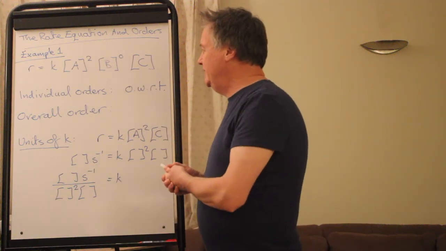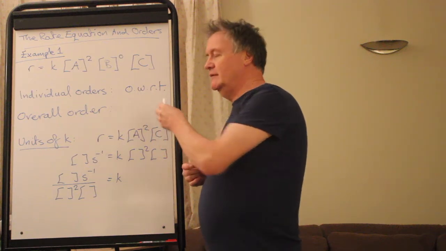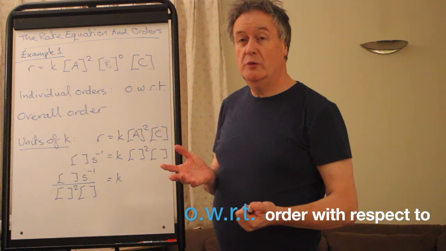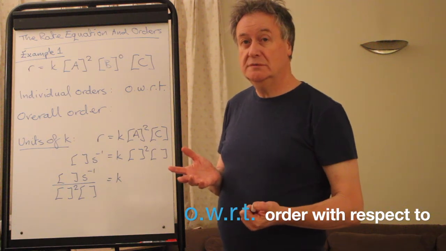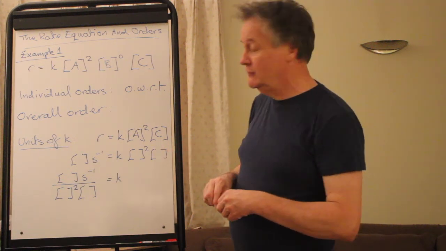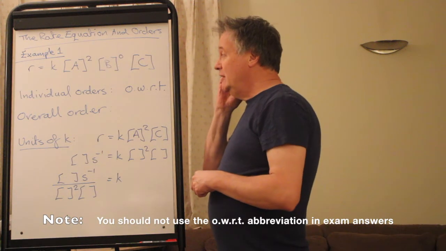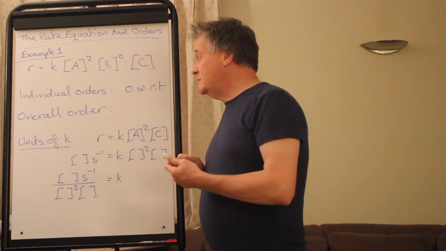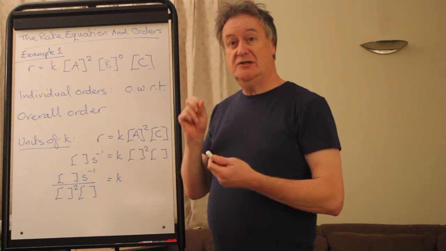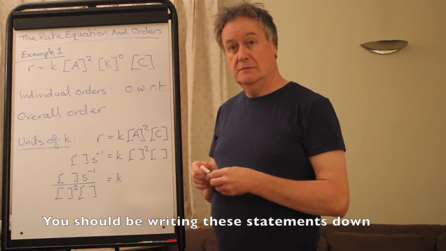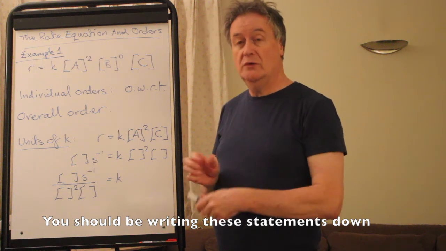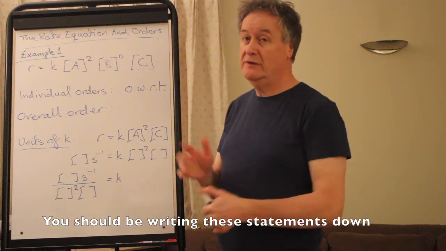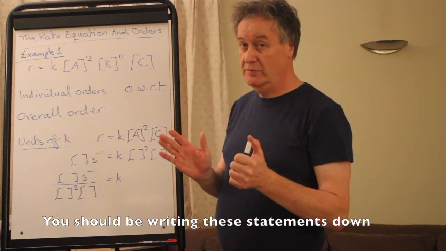So when you talk about individual orders, I've written OWRT. Any ideas? Order with respect to. It represents that in note form. So you would have the following statements. The order with respect to A is 2. Writing time. The order with respect to A is 2. If you need to pause the video to write that down, please do.